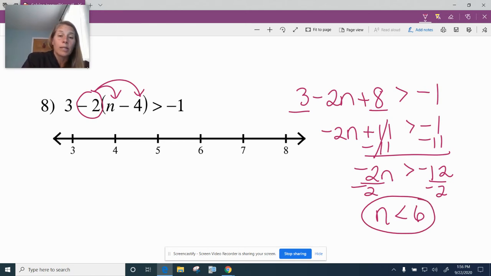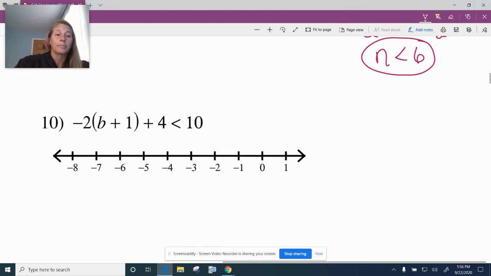So on my number line, it's going to be an open circle at the 6 because I do not have an equal to there. And n is less than 6. And since my variable's on the left, I can use that little arrow pointing trick. And I would shade to the left.